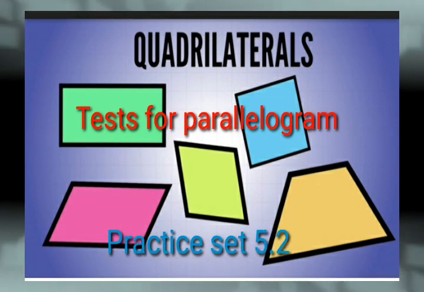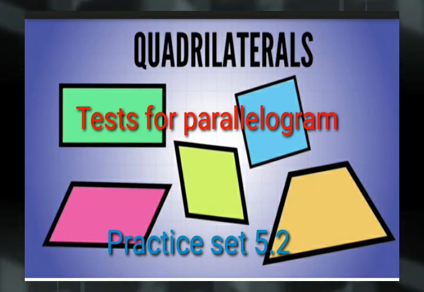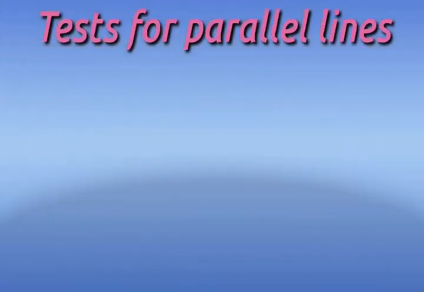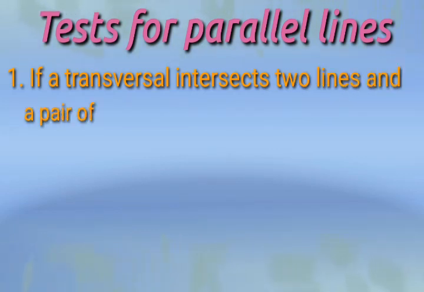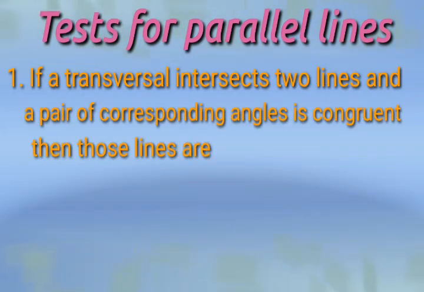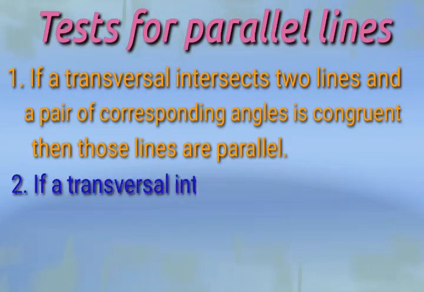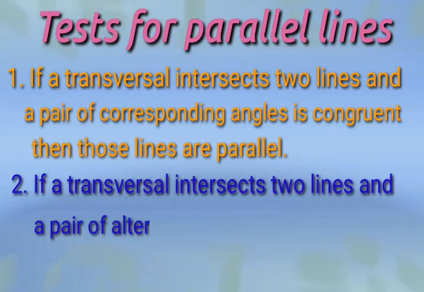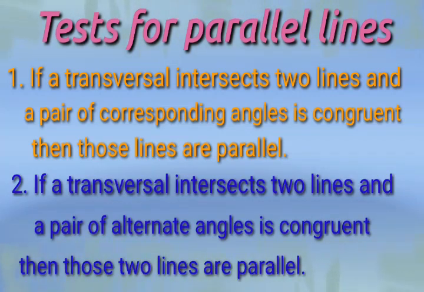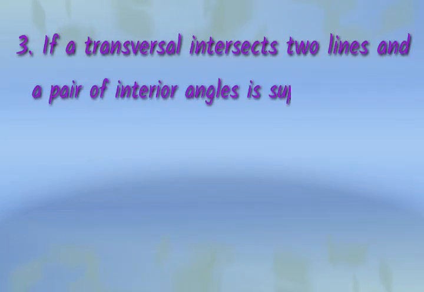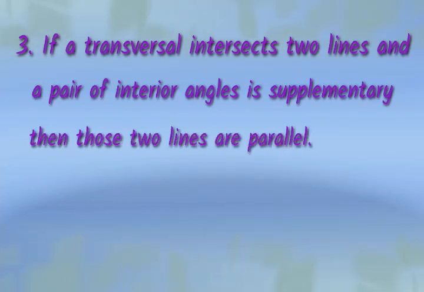Before starting this test for parallelogram, first of all let's recall tests for parallel lines. First one, if a transversal intersects two lines and a pair of corresponding angles is congruent, then those lines are parallel. Second one, if a transversal intersects two lines and a pair of alternate angles is congruent, then those two lines are parallel. And third one, if a transversal intersects two lines and a pair of interior angles is supplementary, then those two lines are parallel to each other.